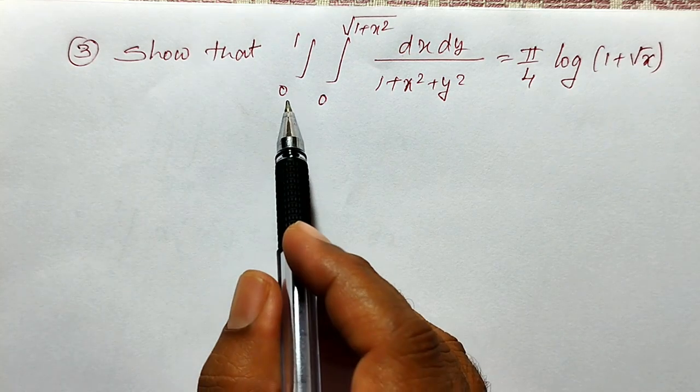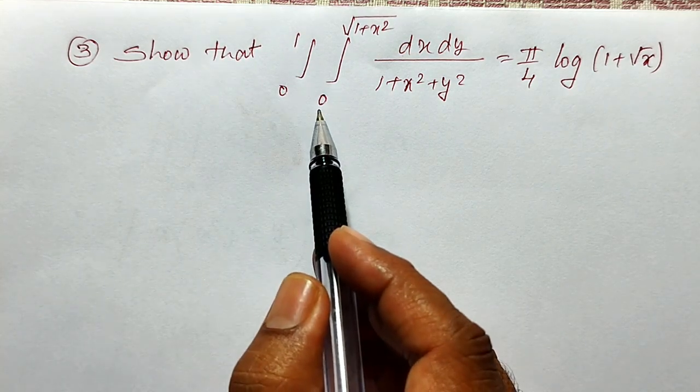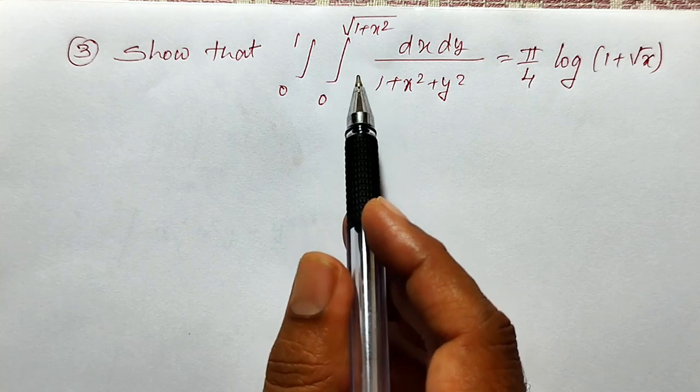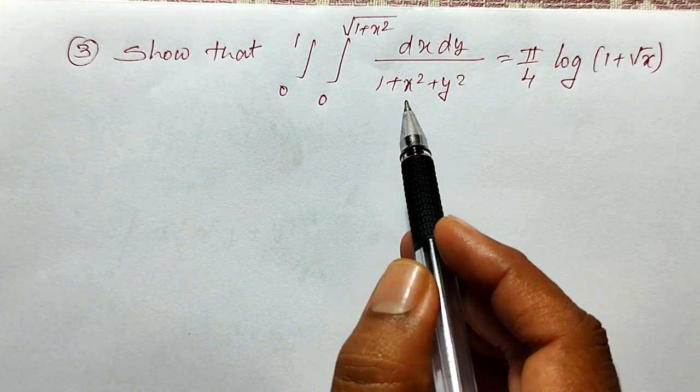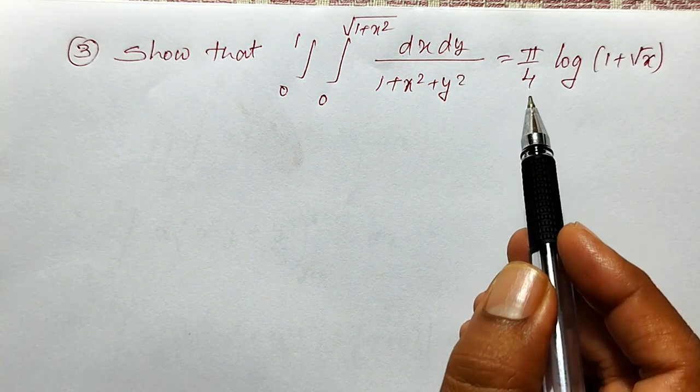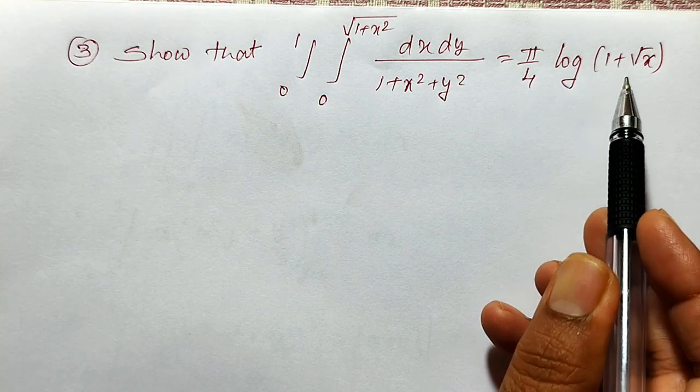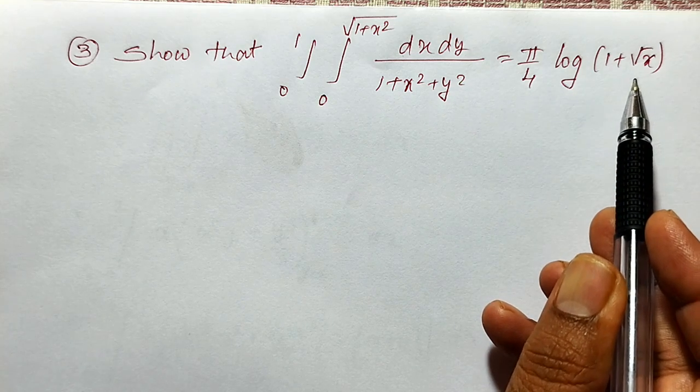Here we have to show that the integration from 0 to 1, integration from 0 to square root of 1 plus x square, dy dx divided by 1 plus x square plus y square, equals pi by 4 times log of 1 plus square root of 2.